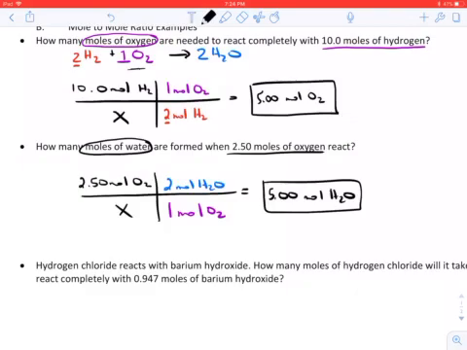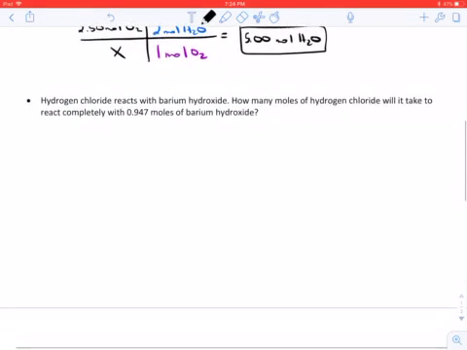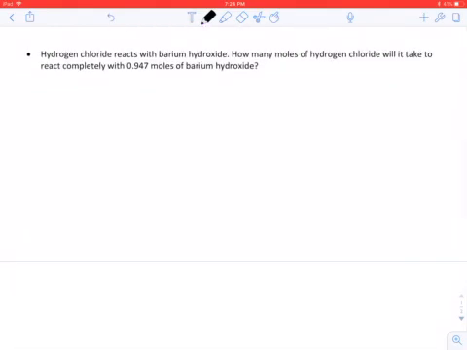Last but not least, we're going to write a new reaction here. This time we have hydrogen chloride. Hydrogen chloride reacts with barium hydroxide. How many moles of hydrogen chloride will it take to react completely with 0.947 moles of barium hydroxide?